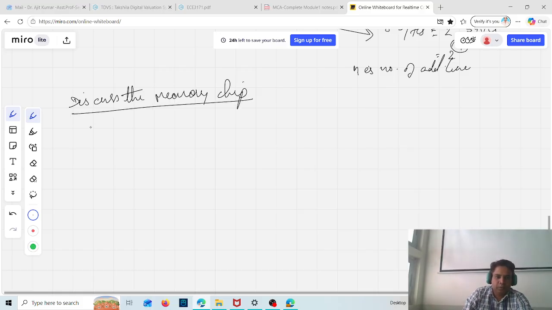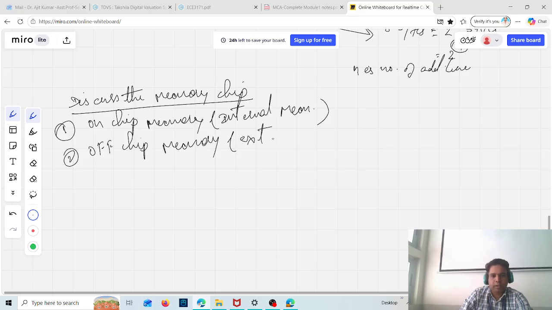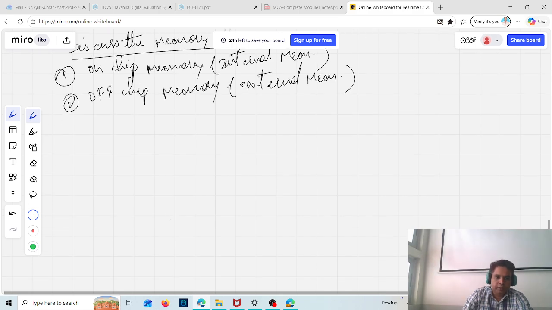So we have two types of memory. One is called on-chip memory, internal memory, and another one is called off-chip memory, which is called external memory. Okay. So on-chip memory is that memory which is there in the 8051 microcontroller itself.